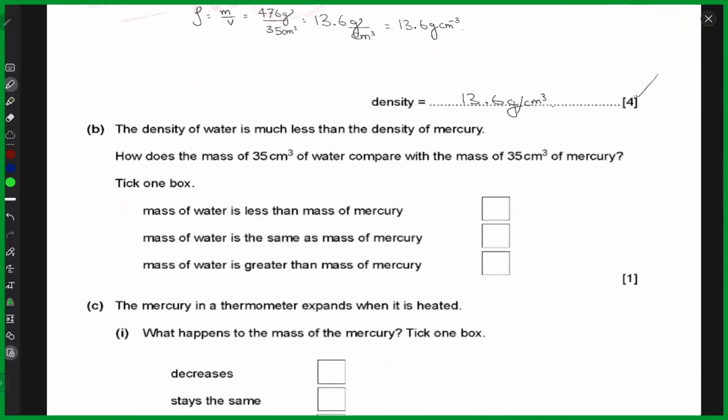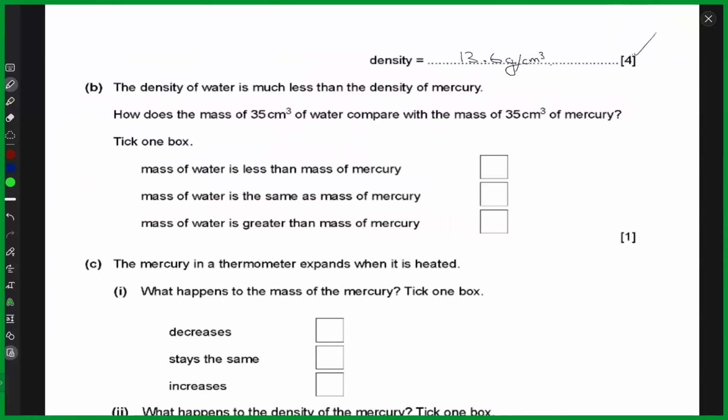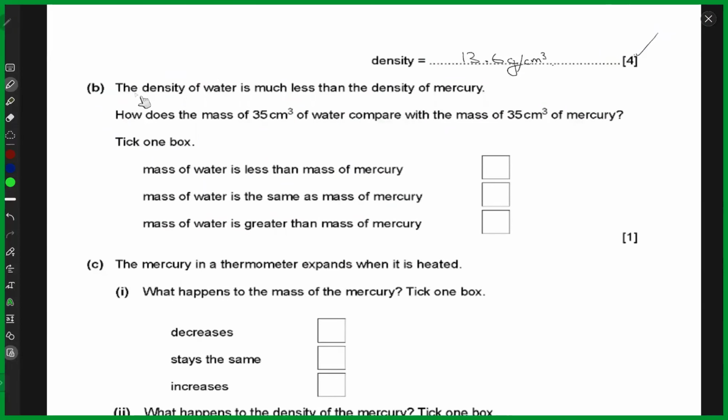All right, so let's go to the next part. And here we have that the density of water is much less than the density of mercury. How does the mass of 35 centimeter cube of water compare with the mass of 35 centimeter cube of mercury? So how would you do this thing?